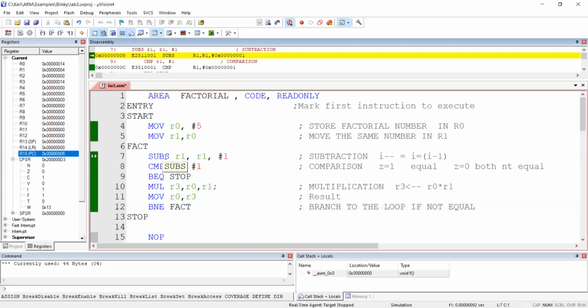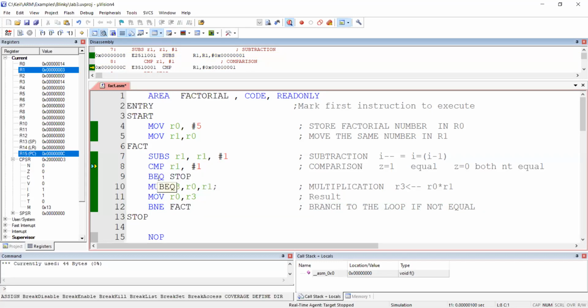So what is the next work in the sixth line? Subtraction. What is the present value? 4. 4 will be decremented to 3. Let's compare here in register R1. Yes, we have got a 3 there. Now what are the two things we are going to compare? 3 and 1, correct.